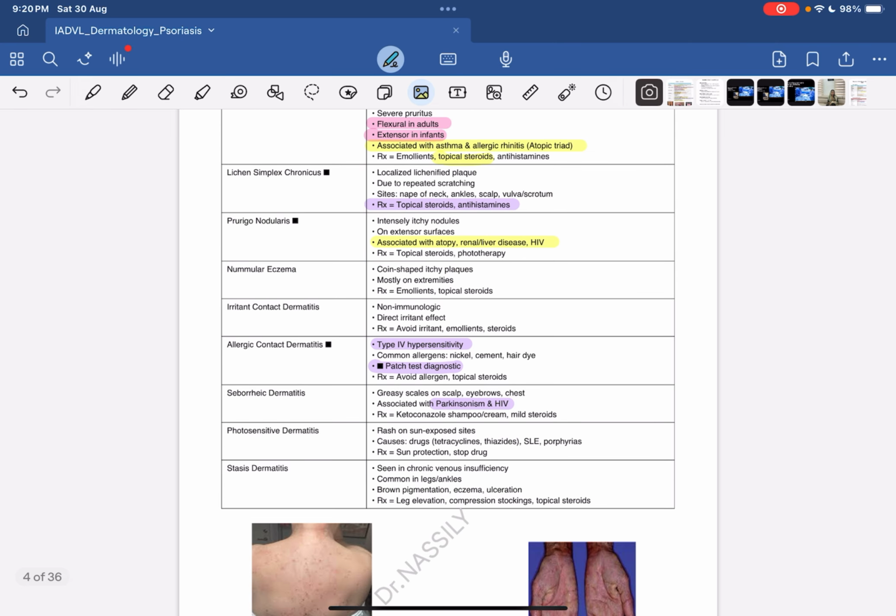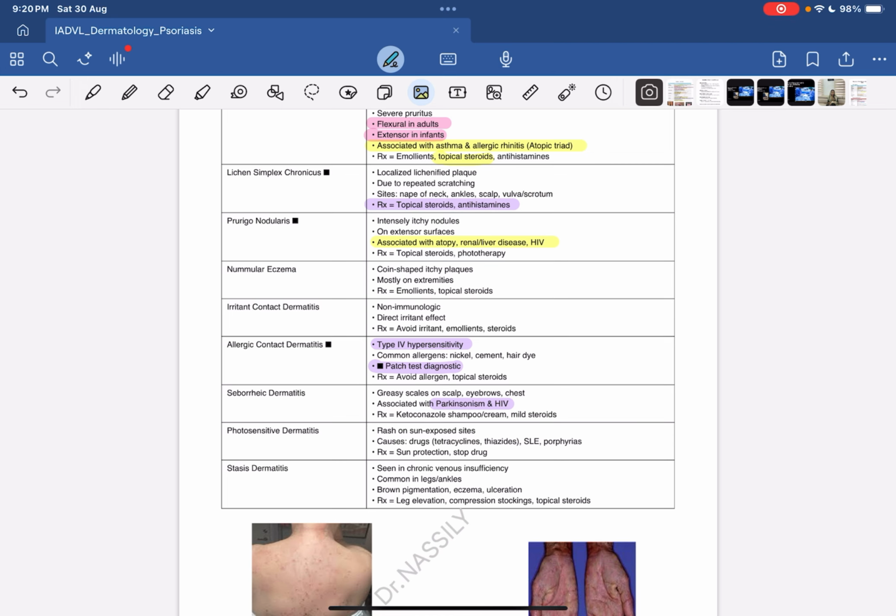Prurigo nodularis has intensely itchy nodules on extensor surfaces, and it is associated with atopy, renal or liver diseases, HIV. Treatment is topical steroids and phototherapy. Nummular eczema has coin-shaped itchy plaques, mostly on extremities. The treatment is emollients and topical steroids.